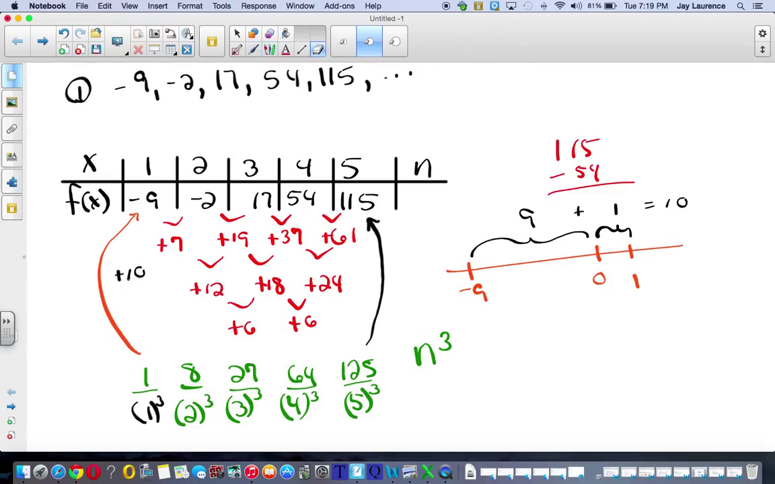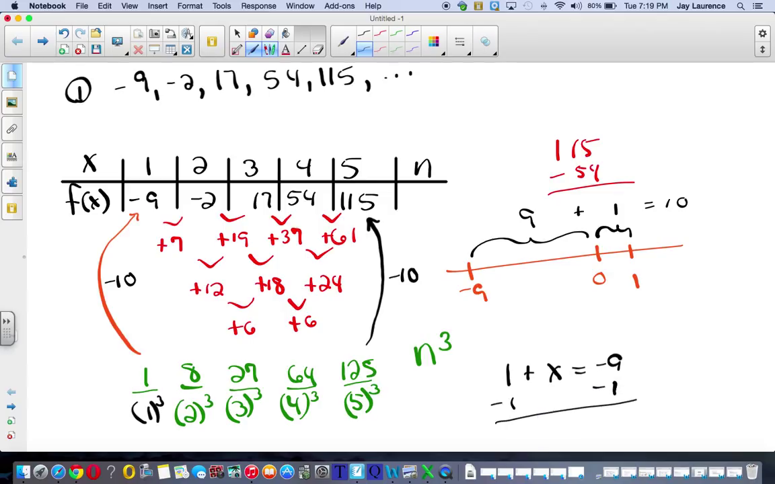Ooh, I did that wrong, didn't I? It's not +10, it's -10. 125 into 115, I have to subtract 10. Now you could also do this: 1 plus x equals -9, and then solve for x, and sure enough, you're going to get -10. Lots of different ways to think about it. Maybe you even have your own.